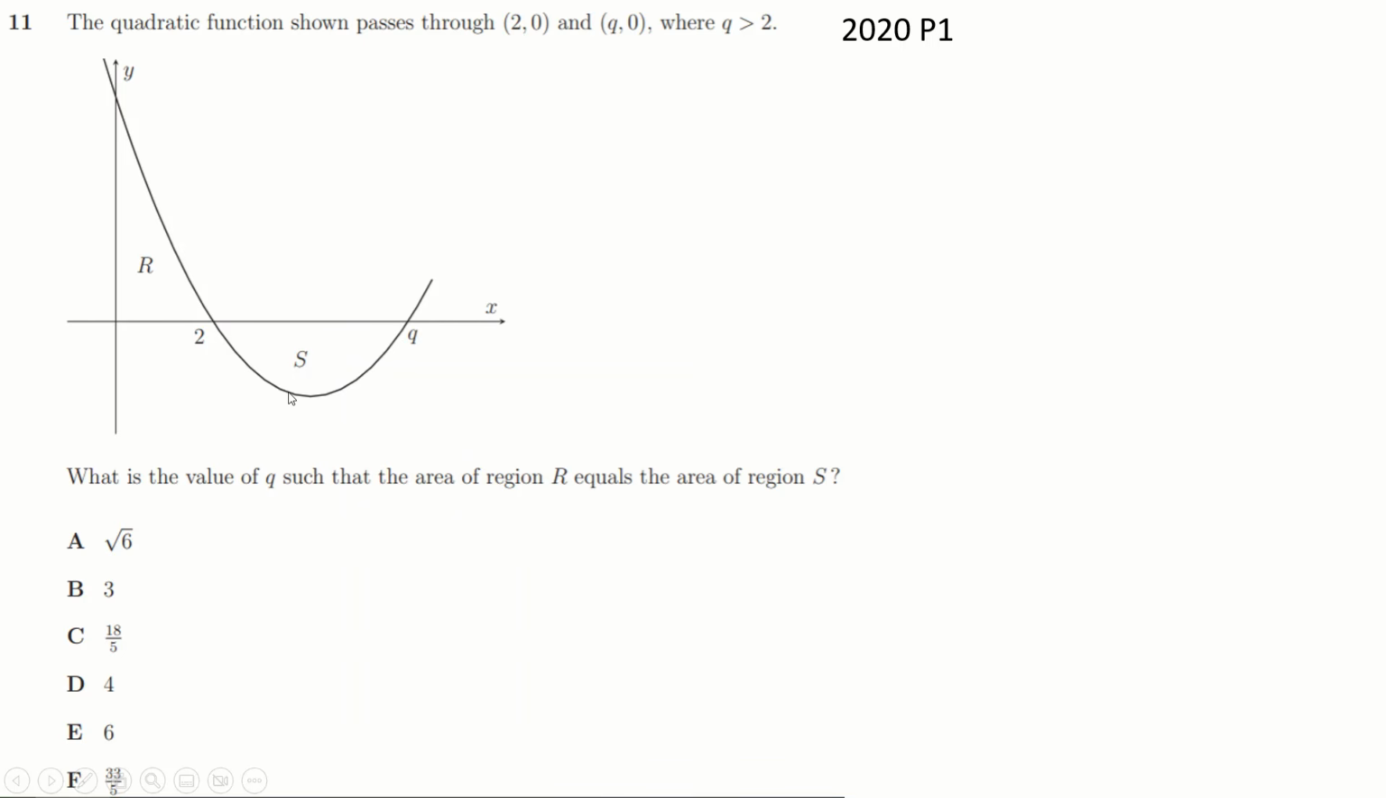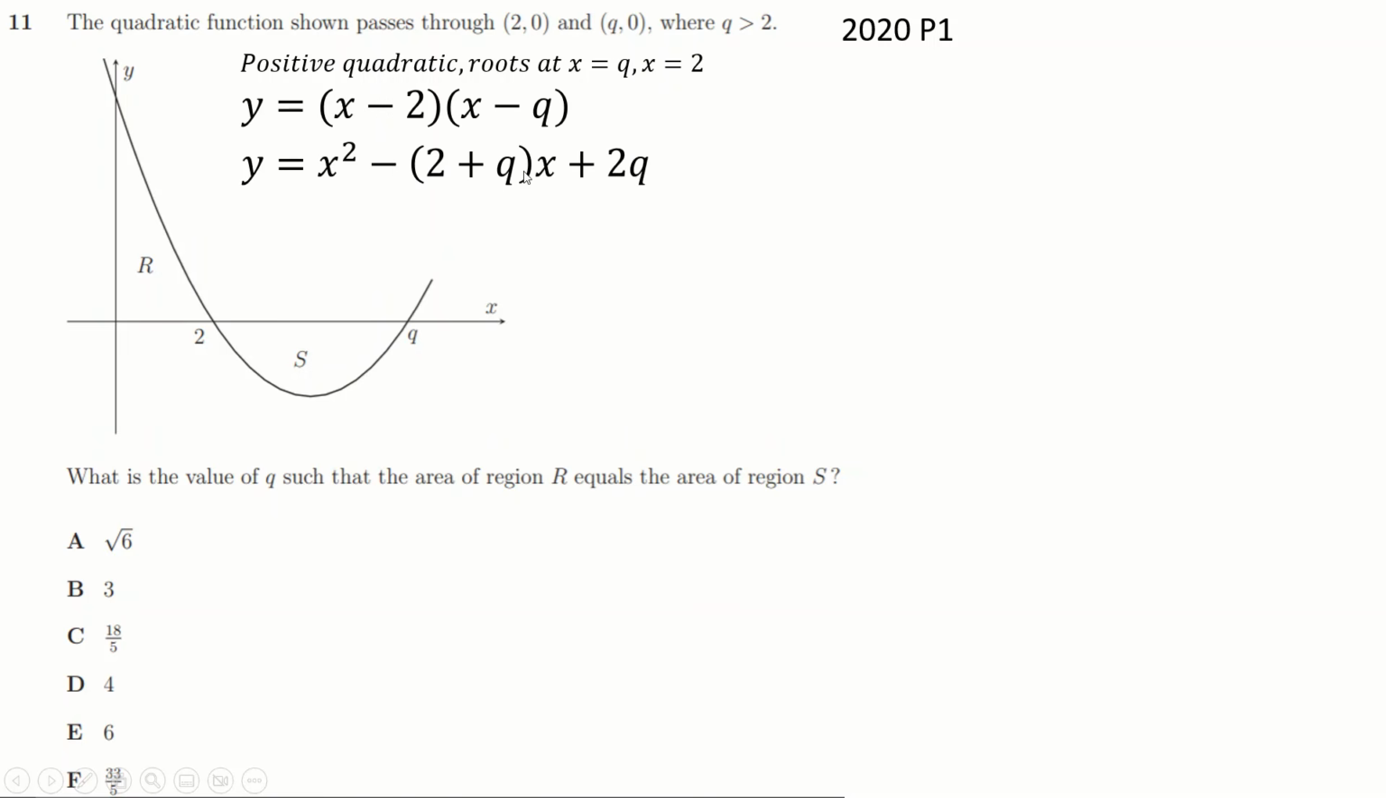This question is very easy because you're given the sketch, so you don't have to go through the arduous and incredibly difficult proposition of actually remembering to sketch something. So okay, they've given us the sketch, they're telling us that this region is equal to this one, and this is a quadratic that passes through here and here. That means in factored form I could write it as x minus 2, x minus q. I could expand that out just to make it easier to integrate, and it looks like this.